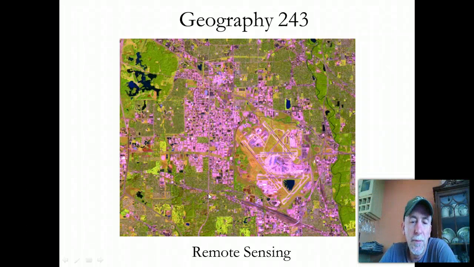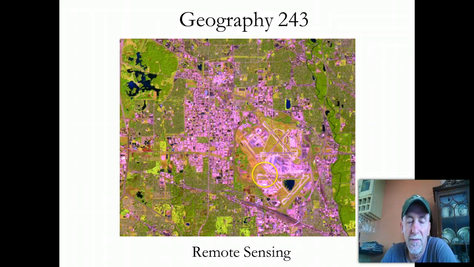Geography 243, Remote Sensing 1. Remote sensing, as we practice it in this course, is focused on the sensing of reflected and emitted electromagnetic radiation from the Earth's surface, principally by spaceborne platforms.